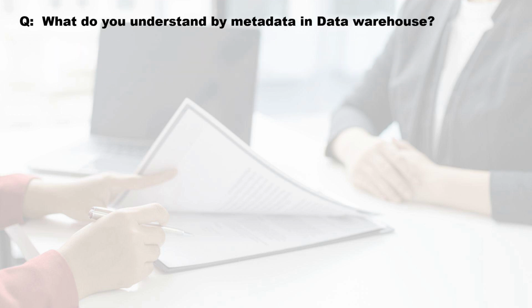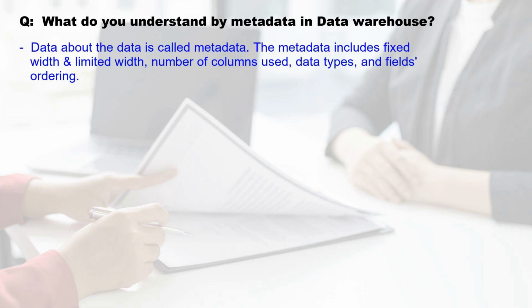What do you understand by metadata in data warehouse? Data about the data is called metadata. The metadata includes fixed width and limited width, number of columns used, data types, and fields ordering.